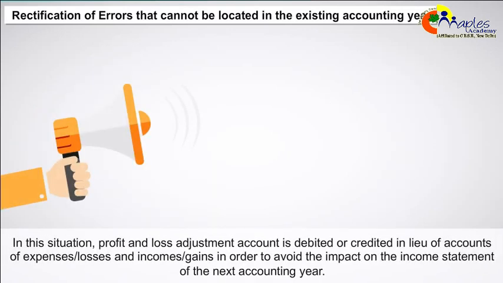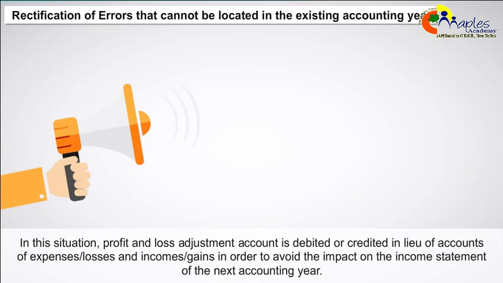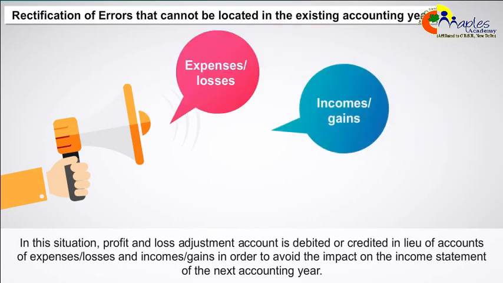In this situation, profit and loss adjustment account is debited or credited in lieu of accounts of expenses or losses and incomes or gains in order to avoid the impact on the income statement of the next accounting year.